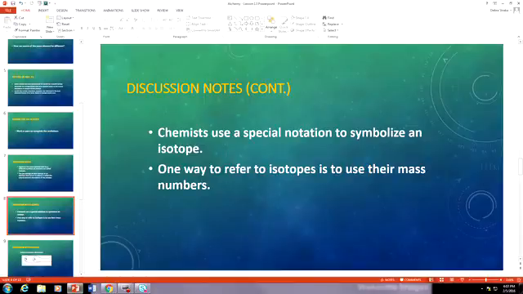Chemists use a special notation to symbolize an isotope. If we're going to write that we have boron, but we have two different forms of boron with two different masses, remember they have the same number of protons but different numbers of neutrons, we have to have a way to talk about that and write the symbol. The capital B for boron will not be enough. So one way to refer to the isotopes is to use their mass numbers.